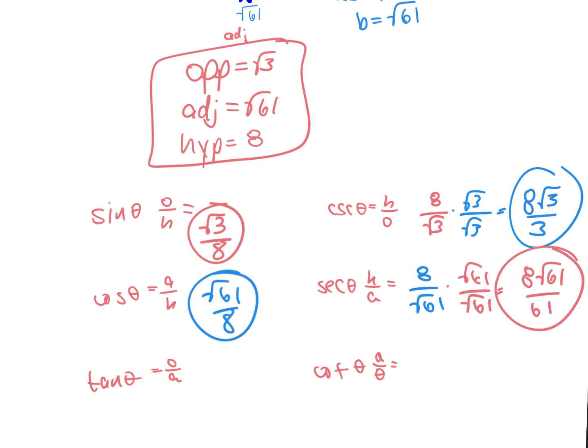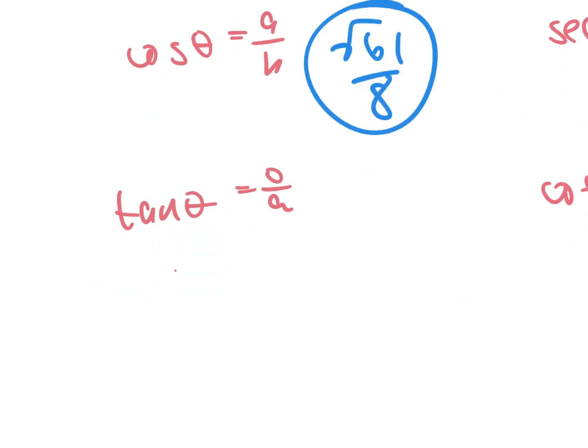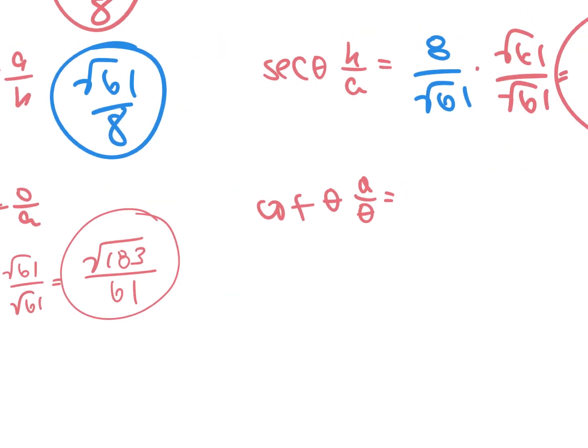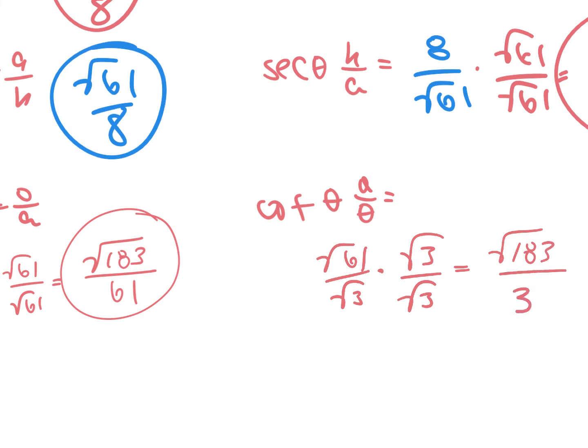And then our tangent, opposite over adjacent. So square root of 3 over the square root of 61. Problem? Yes, rationalize with the square root of 61. What is 3 times 61? So I have the square root of 183 over 61. Check to see if that breaks down. It doesn't, so we're good. So when I flip here, I have the square root of 61 over the square root of 3. Rationalize. So again, I have the square root of 183, and this time it's over 3.